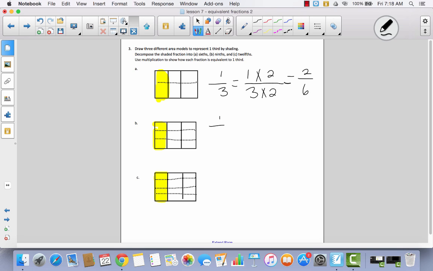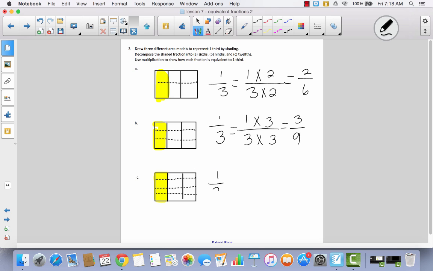Okay, so hopefully you and I are going to agree here. We're going to start with 1/3, and I took each of these parts and I tripled them. So that's why I'm going to multiply the numerator and the denominator by 3, and then I get the equivalent fraction of 3/9. Okay, try to do this one by yourself. So go ahead and pause the video, try to do it by yourself, and then come back.